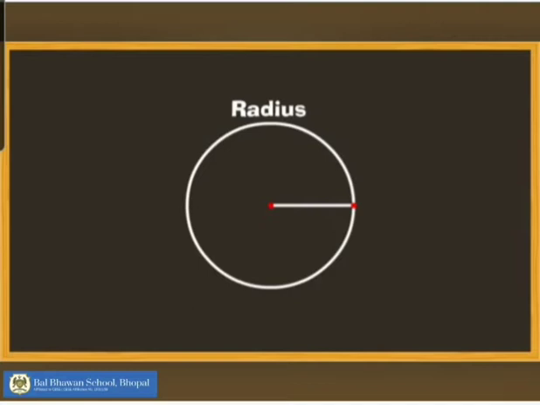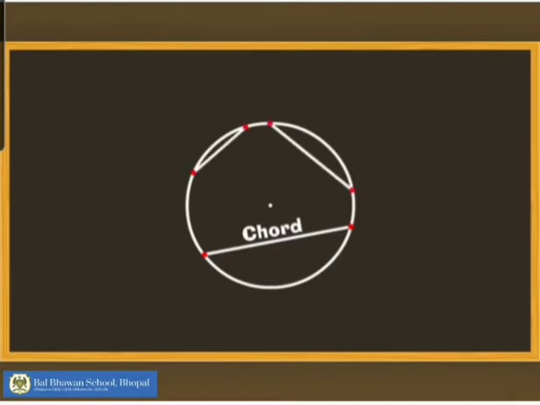A circle can have infinite radii. Here we have seen a few radii. One of them is this. Now, if I join a line segment at two distinct points of the circle, we get a chord. A chord can be of any measurement inside the circle.